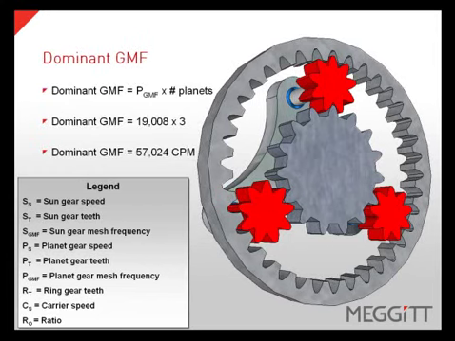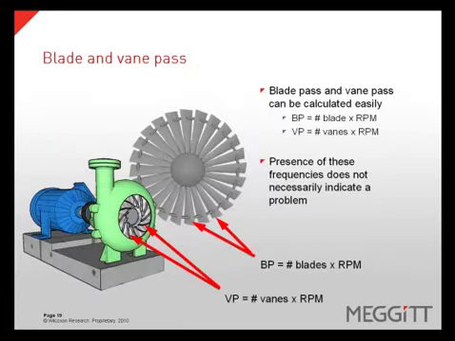The last frequency we will calculate is the dominant gear mesh frequency. The dominant gear mesh frequency is calculated by multiplying the planet gear mesh frequency by the number of planet gears. In our example, we would take 19,008, our planet gear mesh frequency, and multiply it by 3, the number of planet gears, to get a dominant gear mesh frequency of 57,024 CPM.